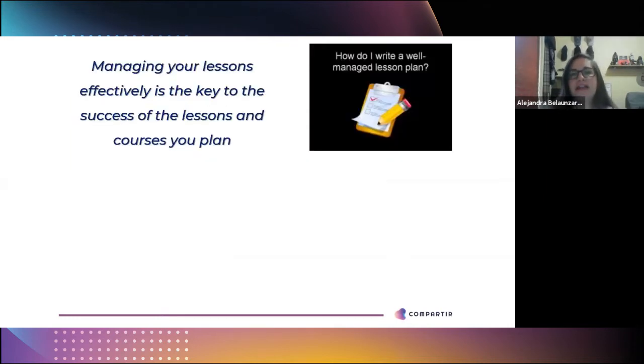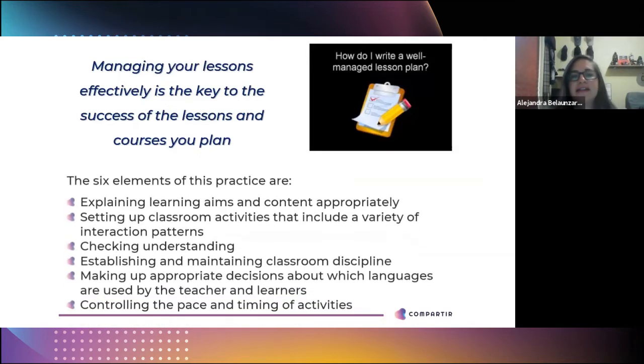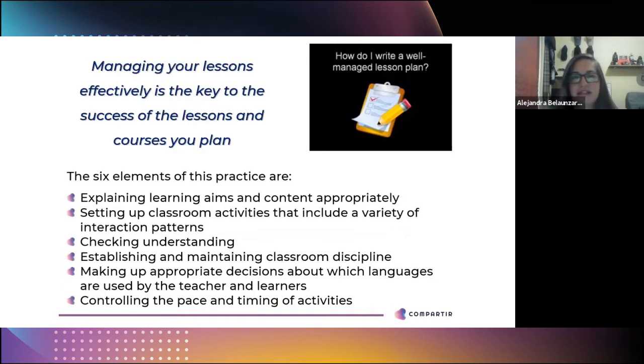So the idea of managing lessons effectively is that I have, at the end, a successful lesson plan in all the courses that I plan. And the 6 elements of this practice of managing lessons correctly are these ones that I show here. We are going to work with these 6 elements now. I am going to read them quickly for you.